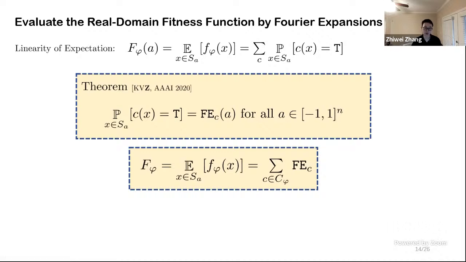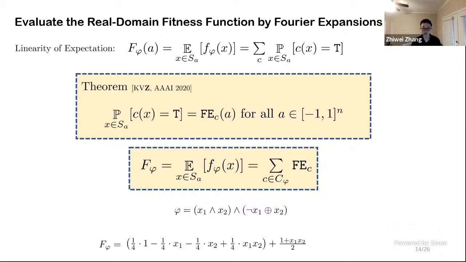So now we are able to rewrite our fitness function as the sum of Fourier expansions of each constraint. Here is an example. Now phi has two different constraints, and we can transform them both into their corresponding Fourier polynomials and add them up to get our polynomial representation of the fitness function. So we will be able to evaluate it.